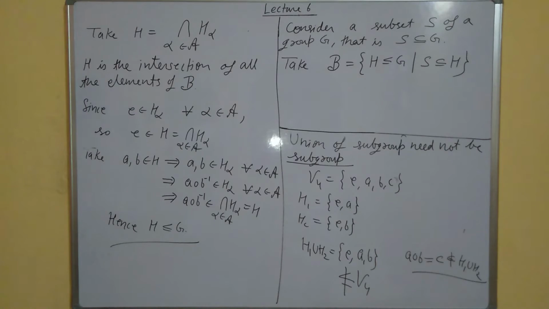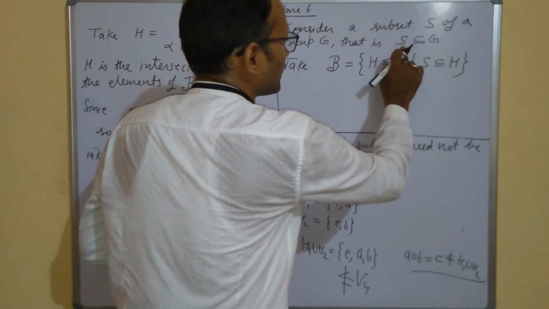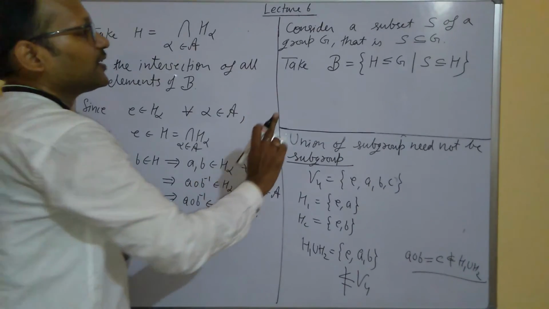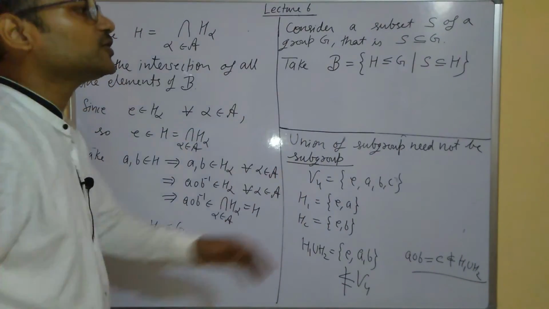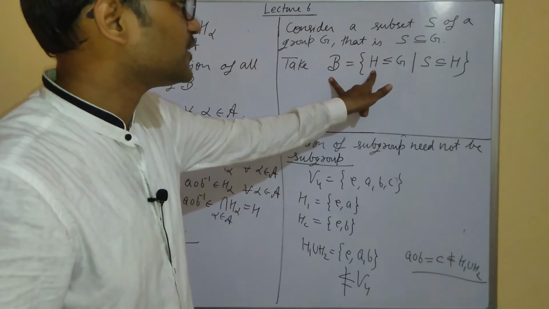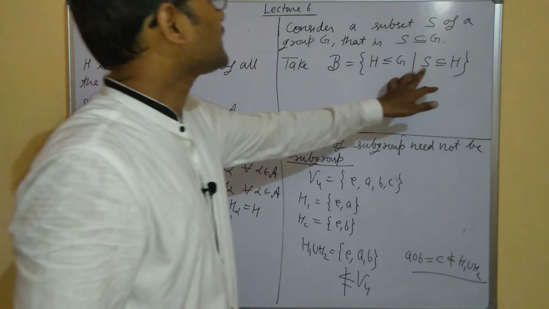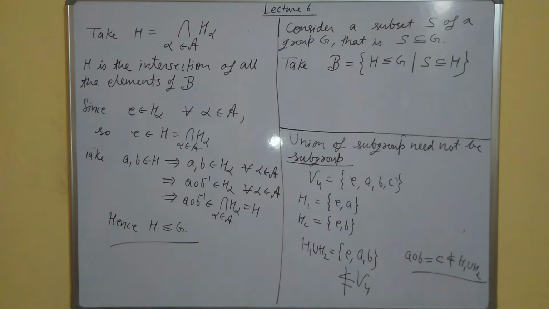So what we have done, we have taken a subset S of a group G. So S is a subset of a group G, that is S is contained in G, and now we consider a set capital B of those subgroups of G. So the elements of this capital B are the subgroups of G such that S is contained in that subgroup H.